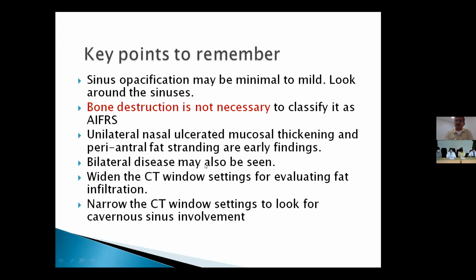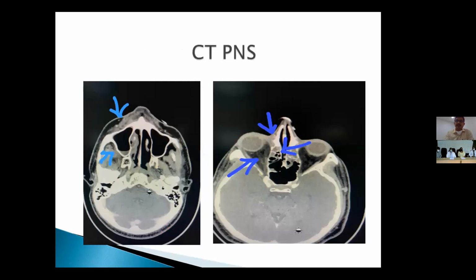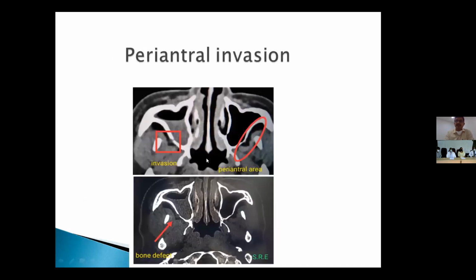Bilateral disease may also be seen, though there is unilateral predilection. It doesn't mean that bilaterality cannot occur. And widen the CT window settings for evaluating fat infiltration. Whenever we need to evaluate fat infiltration, we need to widen the CT window settings and narrow the CT window settings when we have to look for bone destruction.